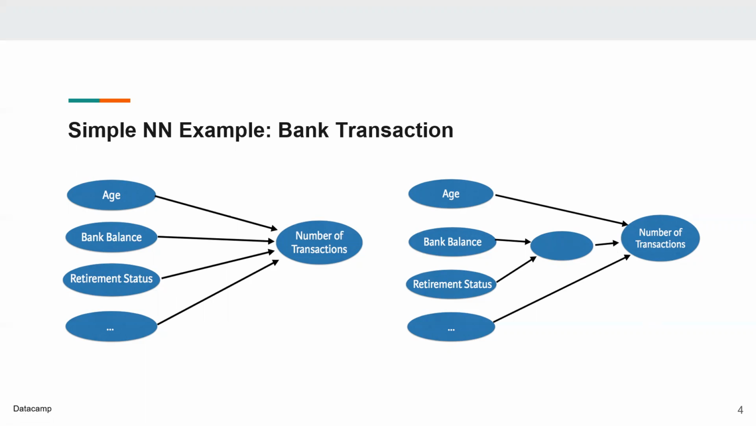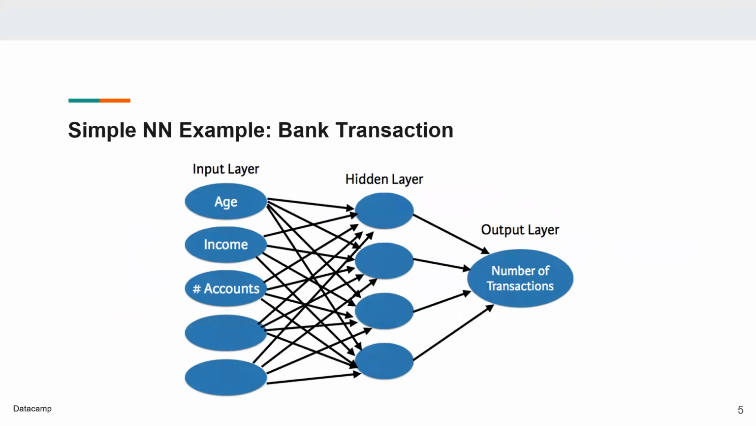So theoretically, we can still do this without a neural network. But what if things become more complicated? In other words, the relationship becomes more complicated. That's exactly when we could leverage a neural network. So let's look at this from a different perspective: how we can leverage a neural network in our bank transaction example.